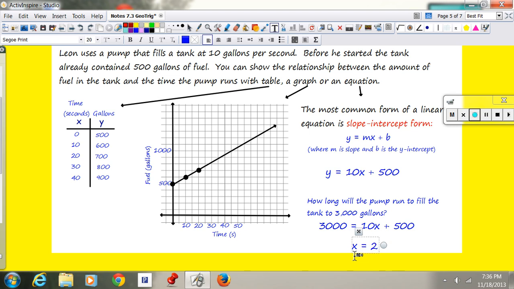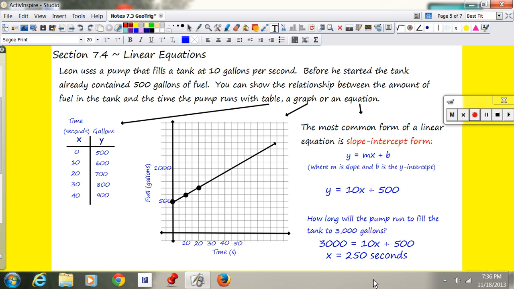So it would take 250 seconds for it to fill the tank to 3,000 gallons. So more than 2 minutes. No, more than 4 minutes, sorry. 240 seconds would be 4 minutes.